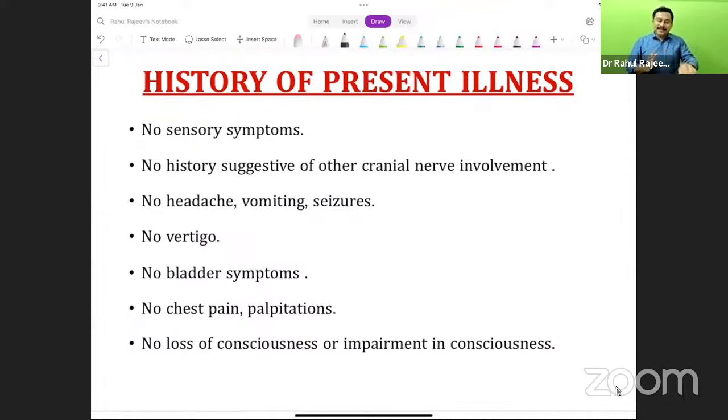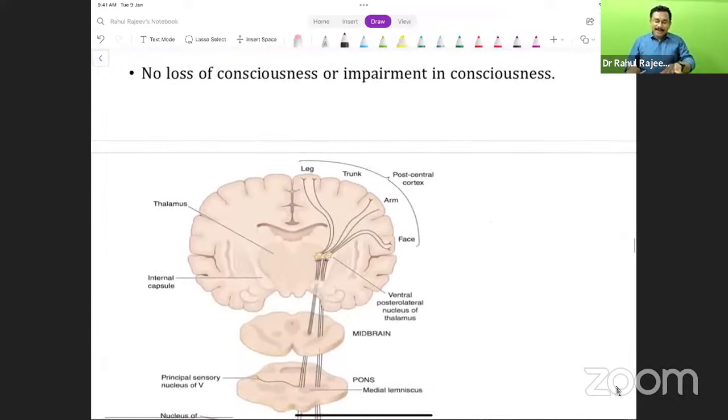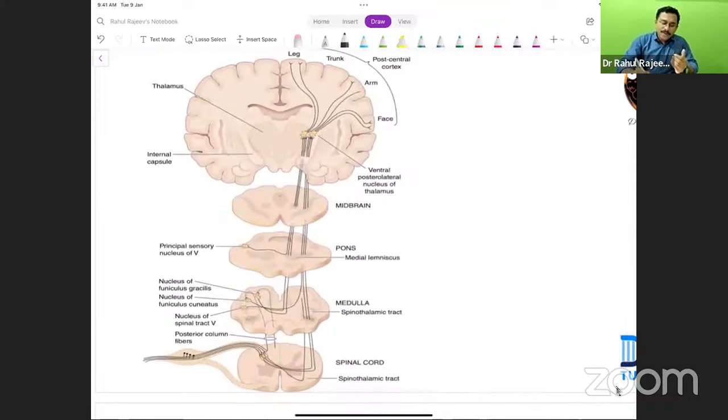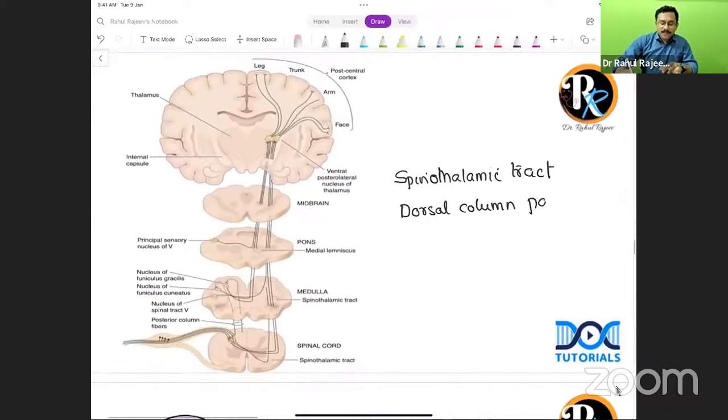Okay. No sensory symptoms. Is that important? It is important. My dear students, you should know that just like I discussed about the descending pathways, there are certain ascending pathways as well. So these ascending pathways are mainly the sensory pathways. So what are the two important ascending sensory pathways? You have got the spinothalamic tract. And also you have got the dorsal column pathway. These are two sensory ascending tracts.